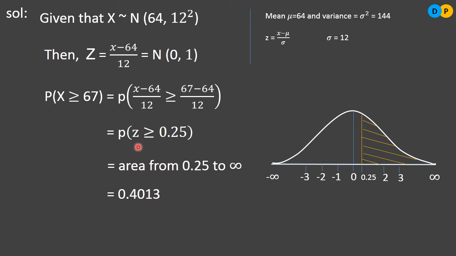So 0.4013 is the area, is the chance that a standard normal variate Z will be greater than 0.25, or else you can say that 0.4013 is the probability that a normal variate X will take a value greater than or equal to 67. Now let us work on the second condition.